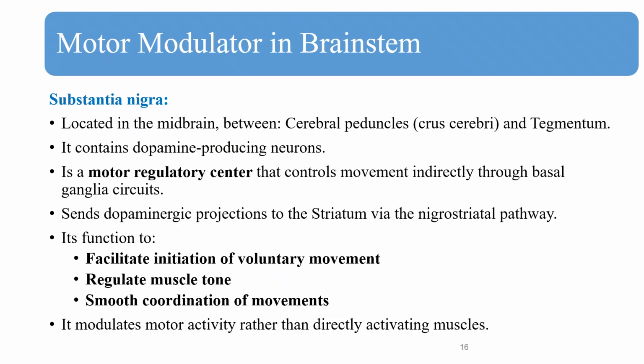Substantia nigra is also a very important part of the brainstem, but it does not act as a main motor system, but it acts as a motor modulator. It's located in the midbrain. It lies between the cerebral peduncles and the tegmentum, and it contains dopamine producing neurons. It's a motor regulatory center that controls the movement indirectly through the basal ganglia circuit. It's responsible for sending dopaminergic projections to the striatum via the nigrostriatal pathway. Its main function is to facilitate the initiation of voluntary movement. It regulates muscle tone and smooth coordination of the movement. Thus, it modulates motor activity rather than directly activating muscle fibers.